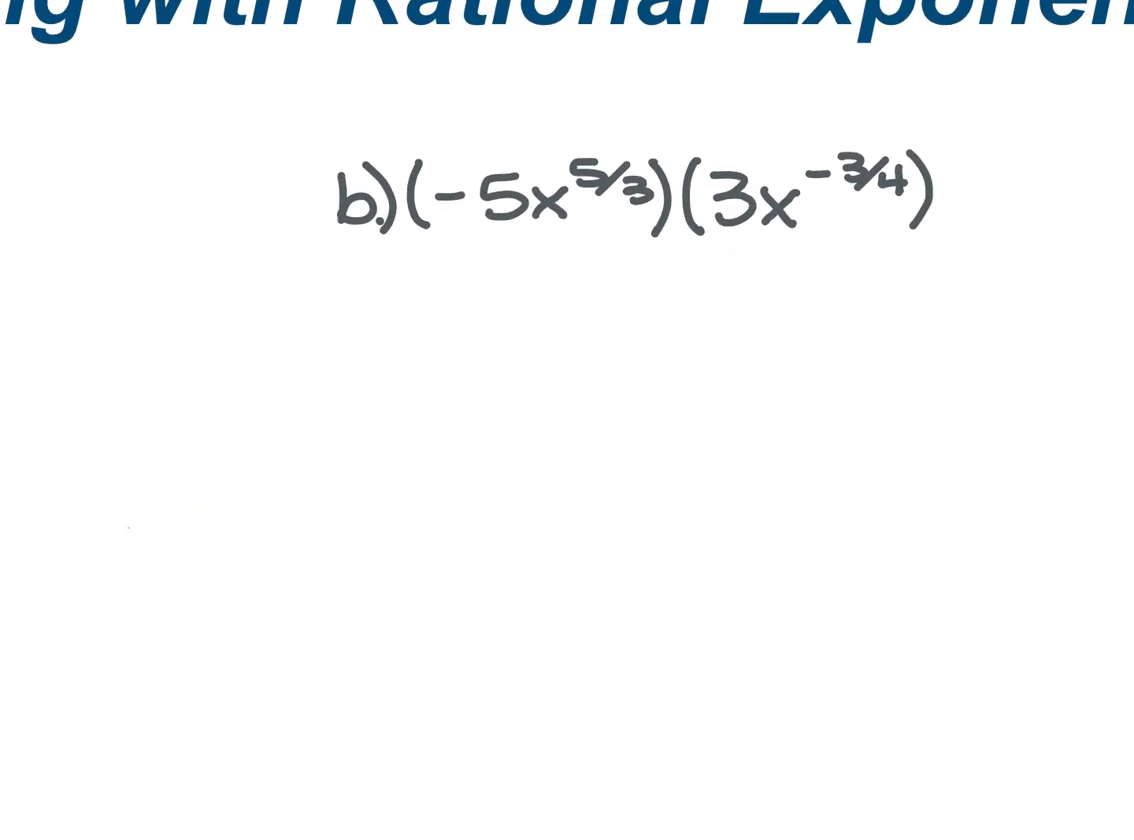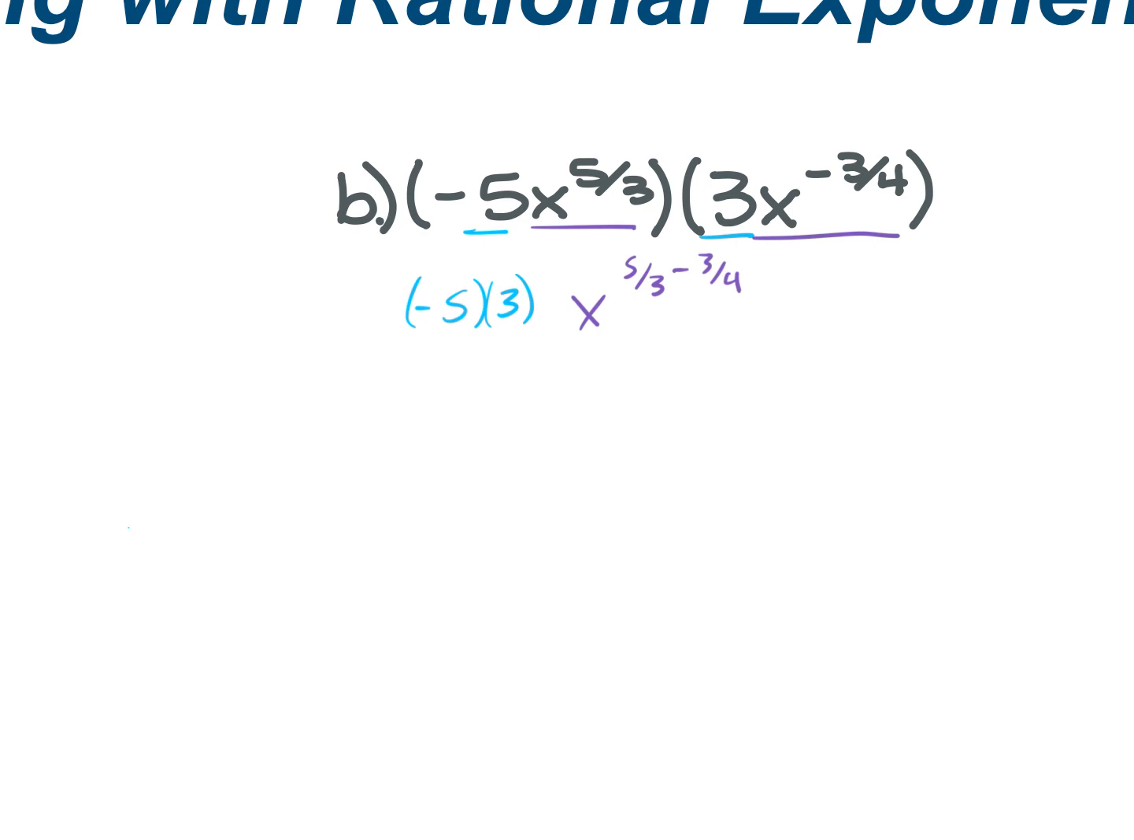Next, let's look at B. So here we want to bring back our properties that we did in the first part of the lesson. I'm going to combine my whole numbers together, so this would be negative 5 times 3. And then I'm also going to combine my x's together. When I am multiplying the same base, we add the exponents. So it'd be x to the power of 5 over 3 minus 3 over 4.